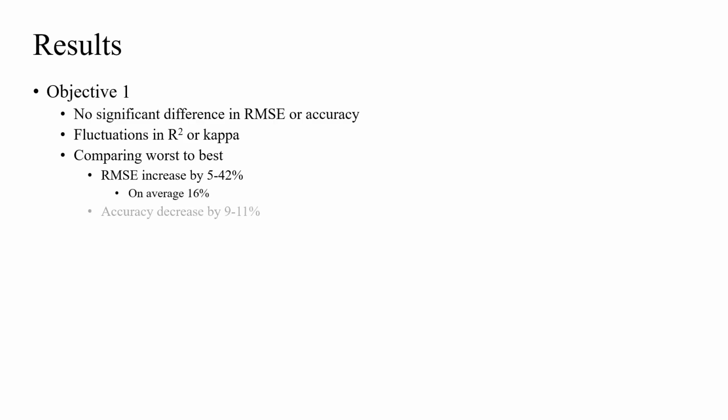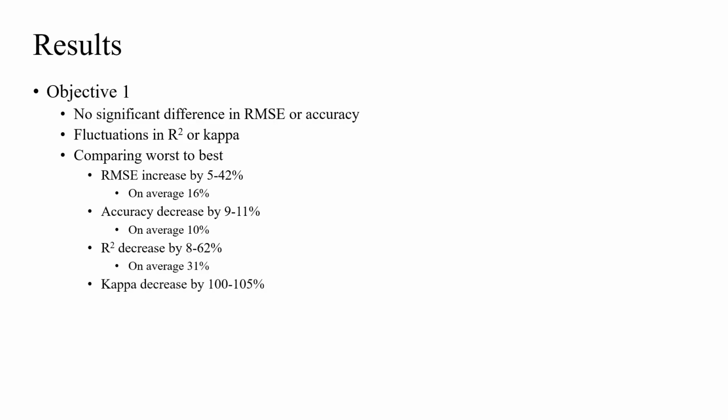However, their R-squares or kappas fluctuated substantially. If we compare the worst model to the best model for all the traits, RMSE would increase by 5 to 42%, on average 16%, and accuracy would decrease by 9 to 11%, on average 10%, while R-squared would decrease by 8 to 62%, on average 31%, and kappa would decrease by 100 to 105%, on average 103%.